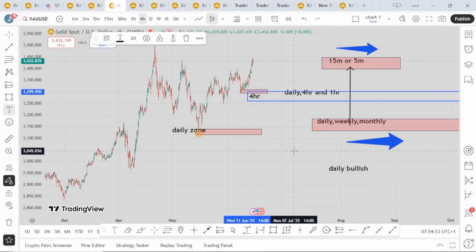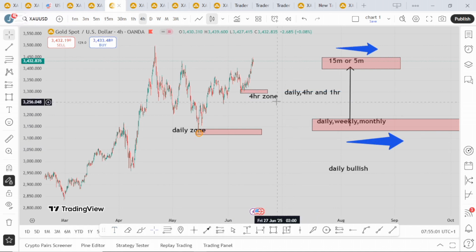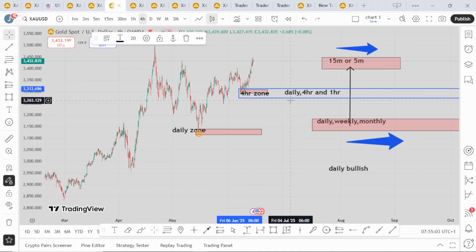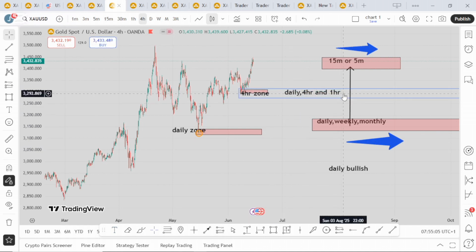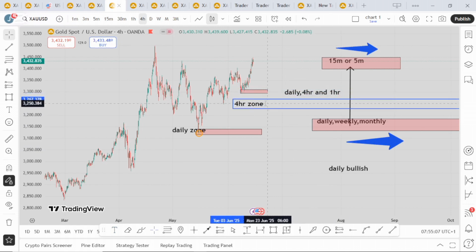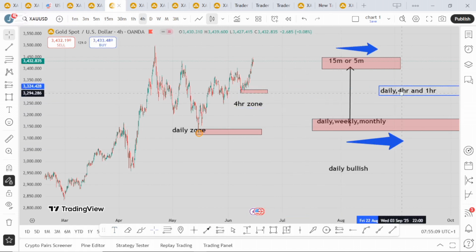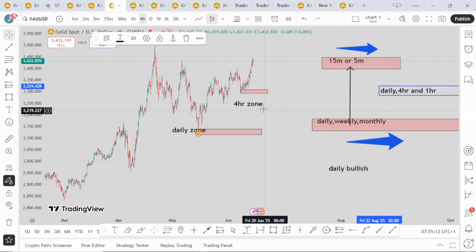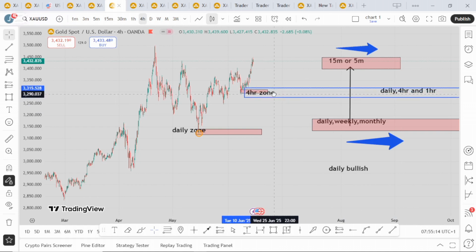This is our 4-hour zone. Price is respecting our 4-hour zone. Let me push this. This is our 4-hour zone.